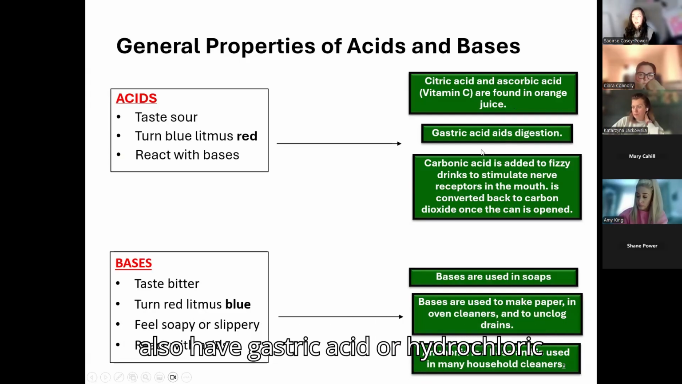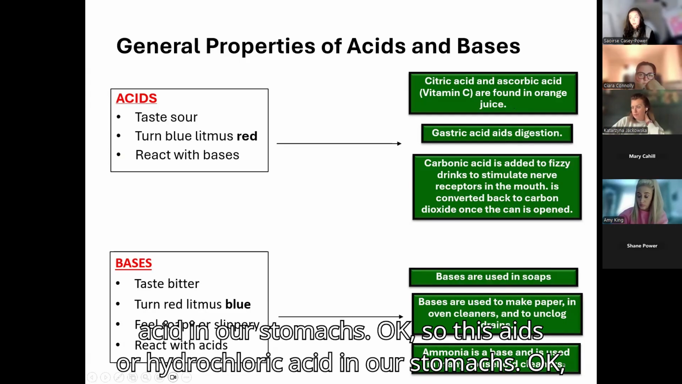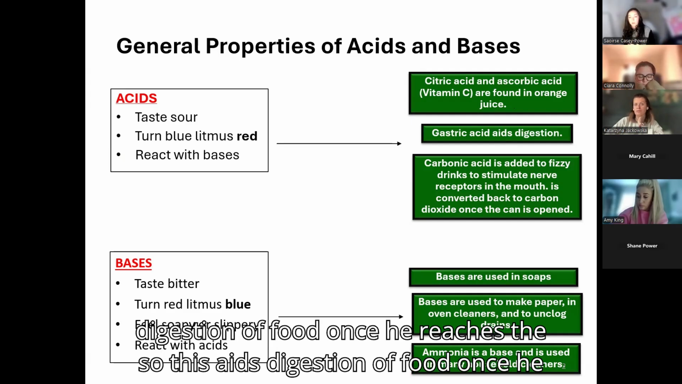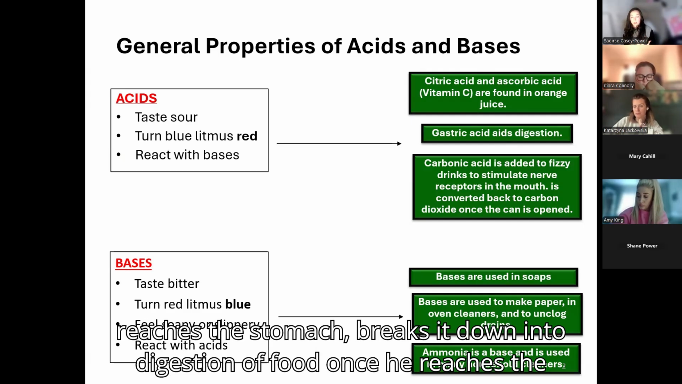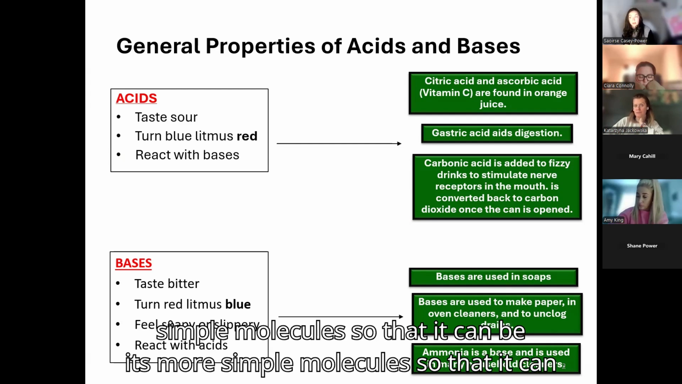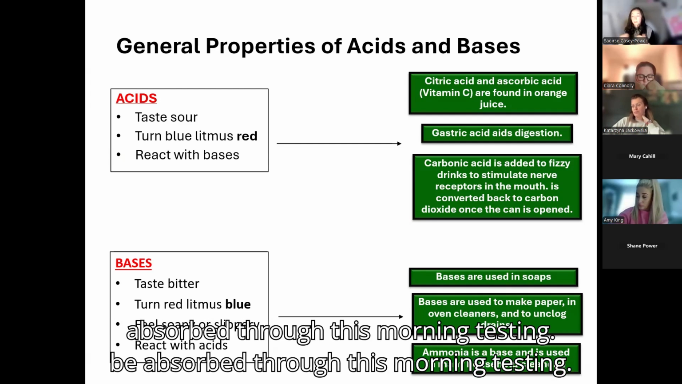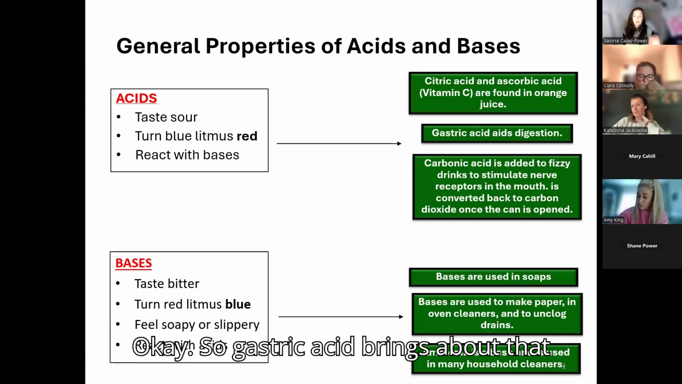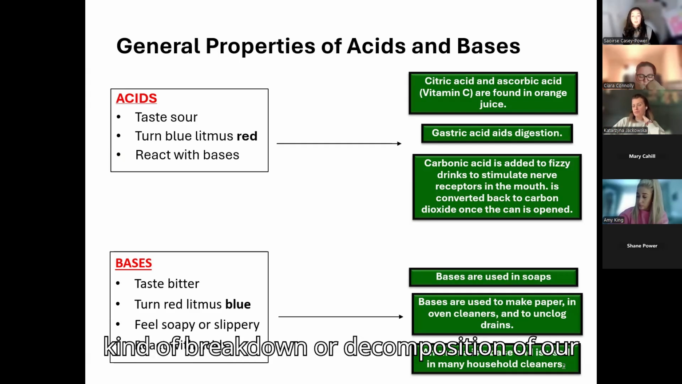We also have gastric acid, or hydrochloric acid, in our stomachs. Okay, so this aids the digestion of food once it reaches the stomach, breaks it down into its more simple molecules so that it can be absorbed through the small intestine. Okay, so gastric acid brings about that kind of breakdown or decomposition of our food.